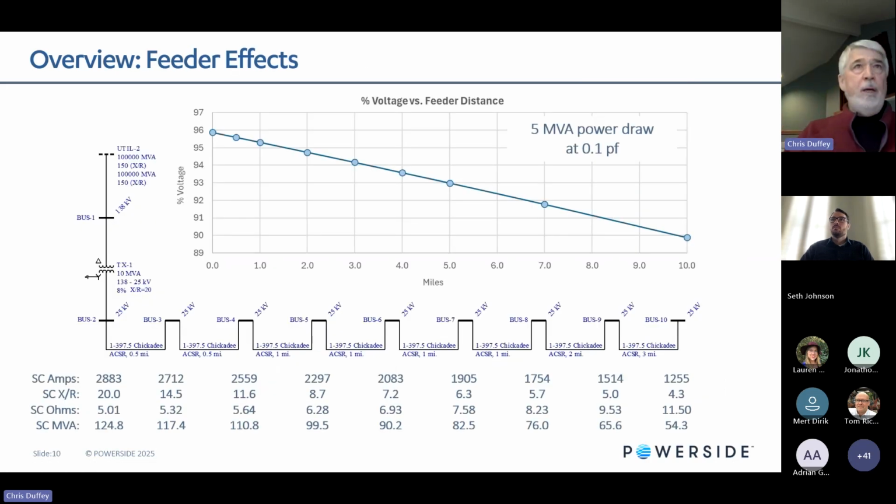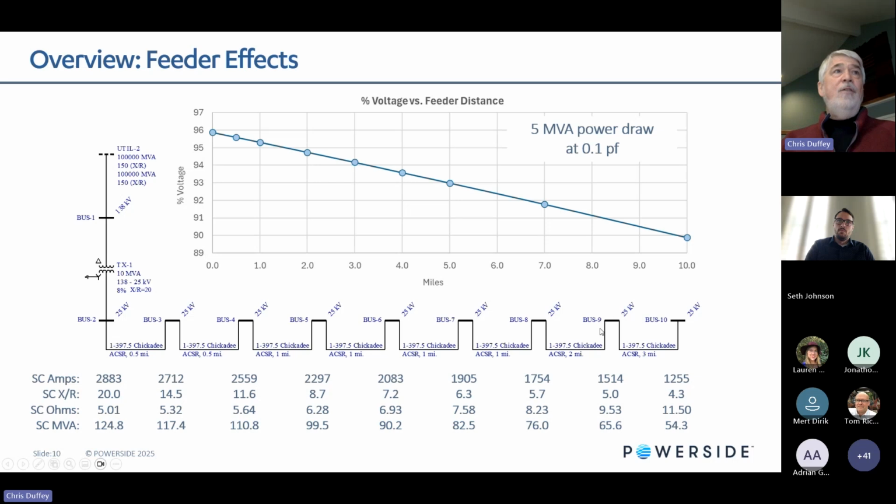How about a distribution feeder? In this case, along this very simplistic feeder, it's pretty obvious that the further you go down the line, the short circuit amps are going to be decreasing. You're going to find the X over R ratio itself is also going down. And of course, the voltage drops the further you go down the feeder. So if you're in a weak area near the end of the line and you have a large motor you have to start, obviously that's when a lot of compensation is needed in various forms.